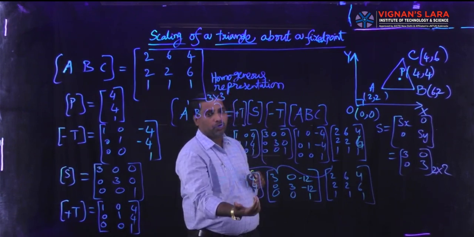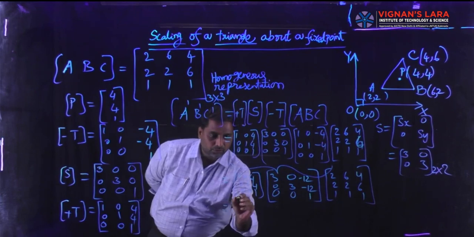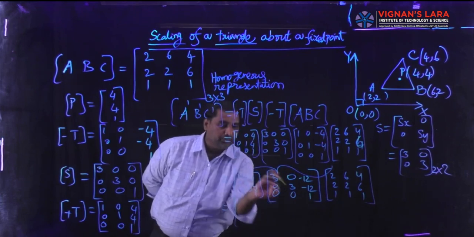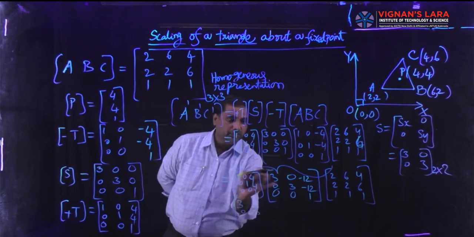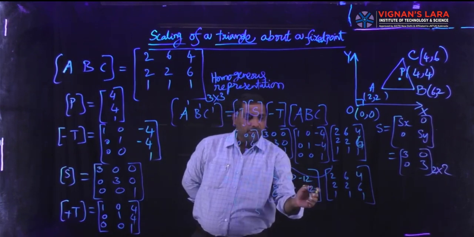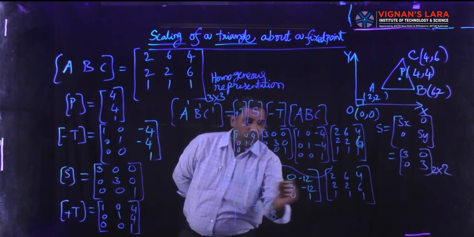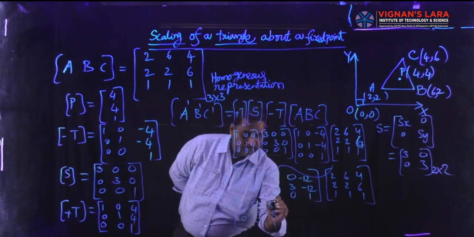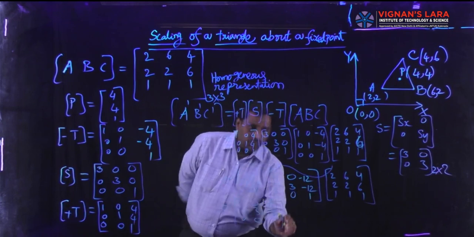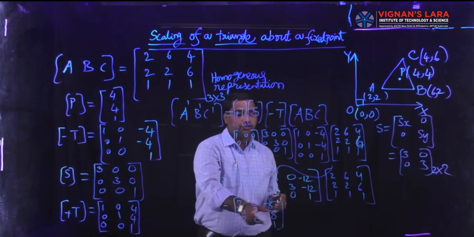What about the positive translation? The obtained matrix is now multiplied with the positive translation matrix. After multiplying this one with this one, you will get 3 0 0 3. Multiply this one with this one, minus 12 plus 4, that is minus 8. Here also you will get minus 8. Multiplying the second row with the third column, and 0 0 1 you will get in the end. You can multiply and check this answer. 3 0 minus 8, 0 3 minus 8, 0 0 1.